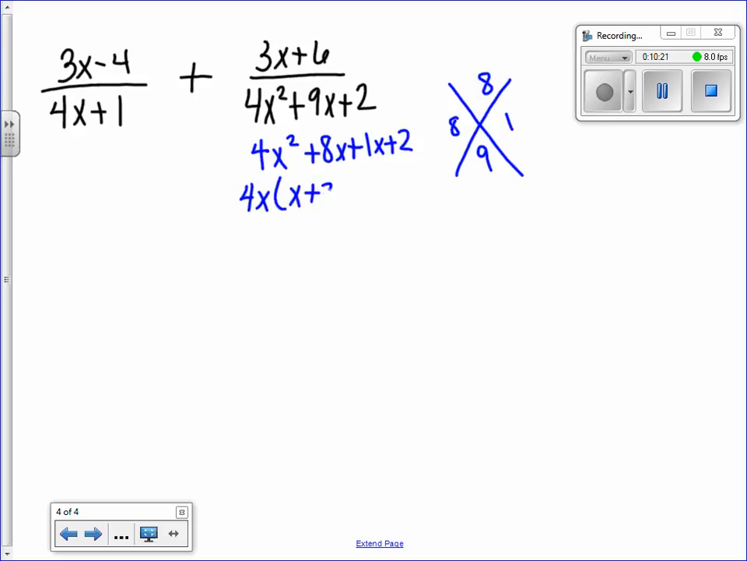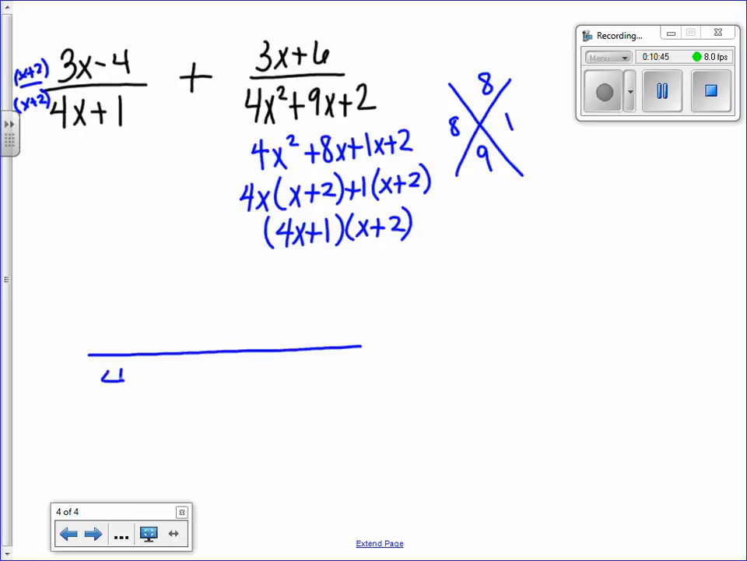So that's going to be x plus 2. That's going to be x plus 2. So this factors to 4x plus 1, x plus 2. Now this just needs an x plus 2, right? Okay. So x plus 2, x plus 2. And I'm going to leave on the denominator 4x plus 1, x plus 2.